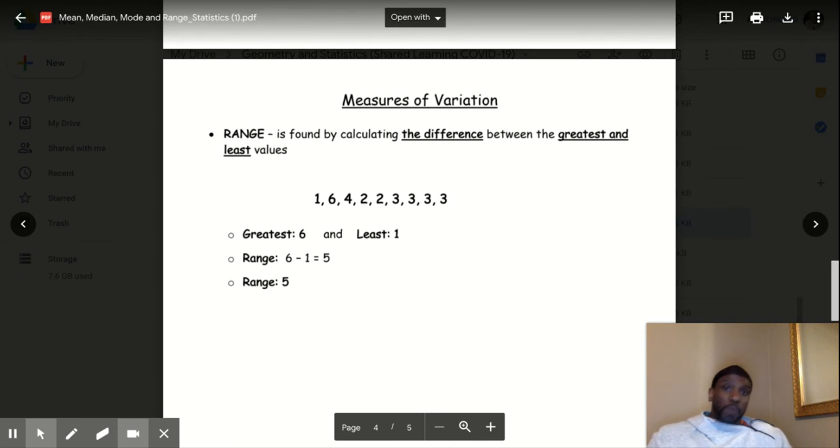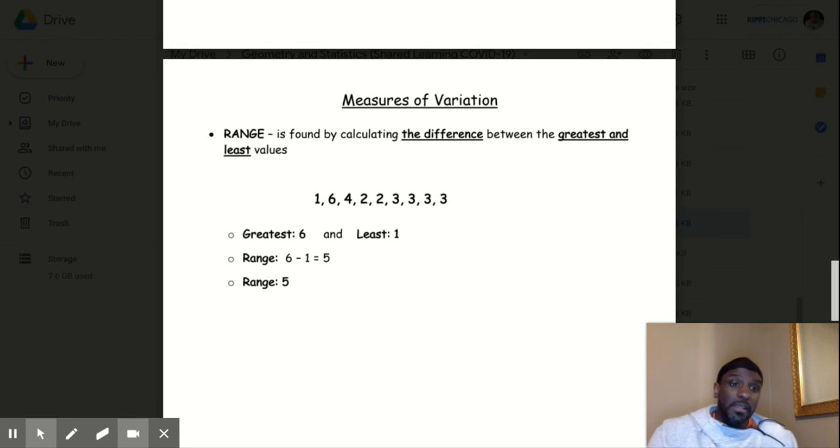This is the range. The range is really not a measurement of center. It's a measurement of the variation. And the range is real easy to find. The range is found by calculating the difference between the greatest and the least value. What is your greatest value here?